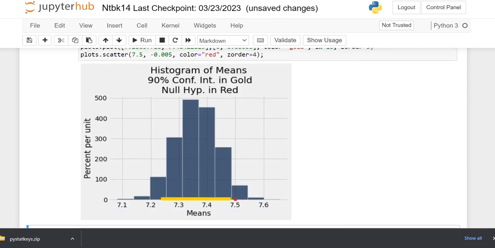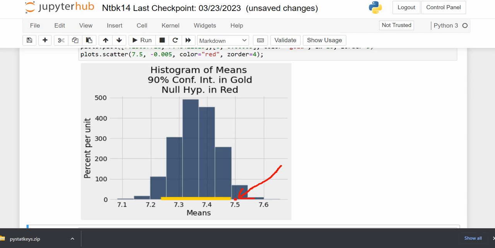You can see in the drawing here that the red dot is out here to the right. The gold is showing the confidence interval, and the red is showing where our null hypothesis value of 7.5 is. This means we can reject the null. We have evidence that the value 7.5 is not in the confidence interval, and therefore it's likely that the null hypothesis is not true.